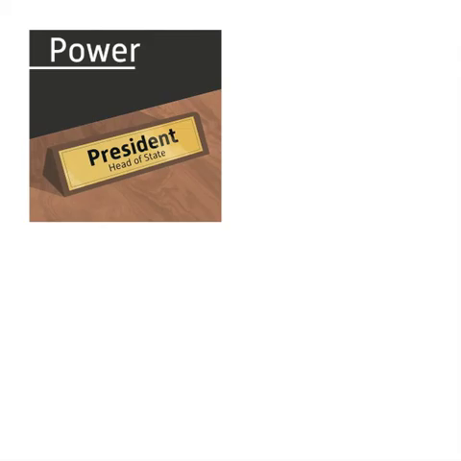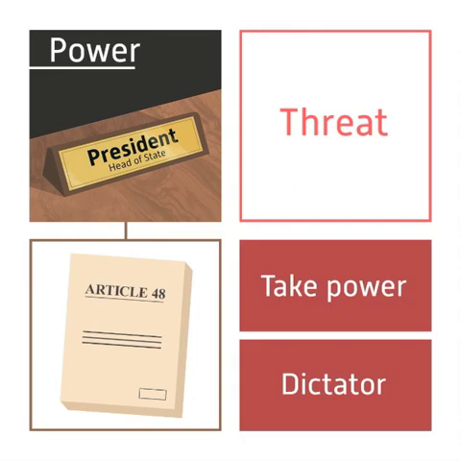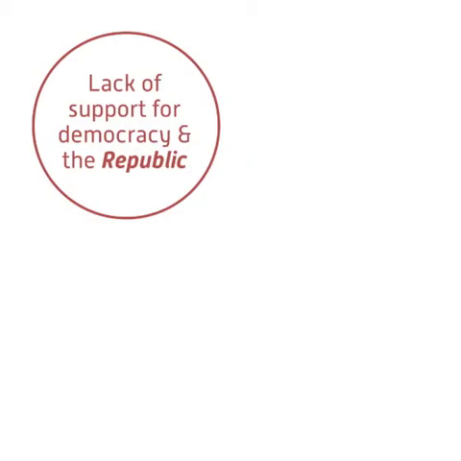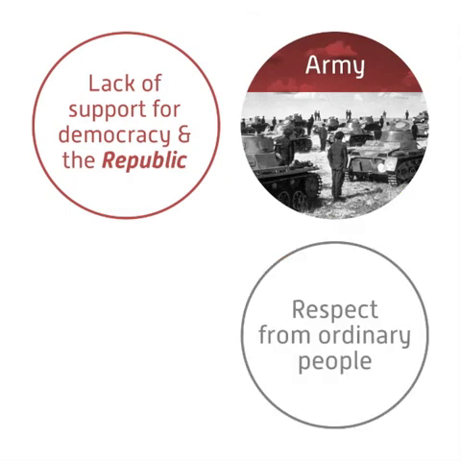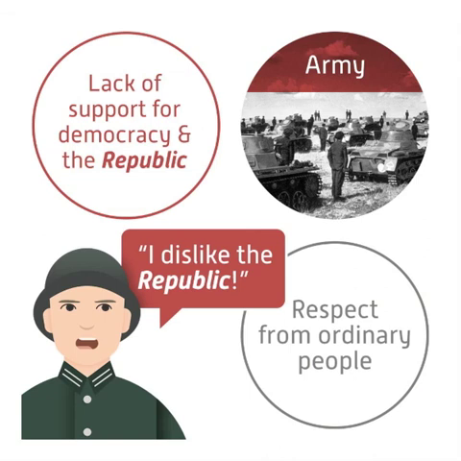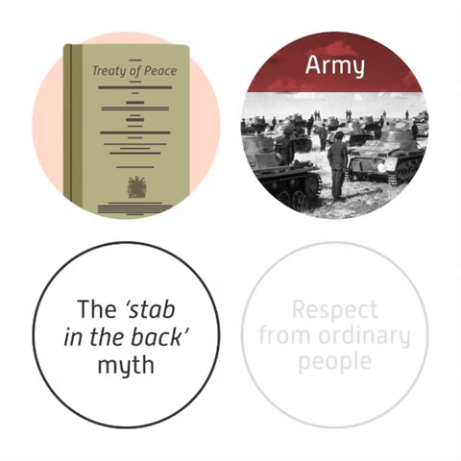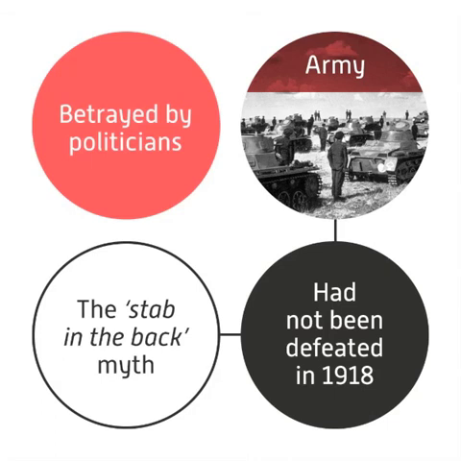The power held by the president was also a threat, particularly if he used Article 48. He could, in theory, use this article to take power and become a dictator. In fact, Hitler would later do this. There was also a lack of support for democracy and the republic within Germany. The army was a major threat, as they had a lot of respect from ordinary people and they openly disliked the republic. This was worsened by the signing of the Treaty of Versailles and the stab-in-the-back myth. This myth suggested that the army had not been defeated in 1918, but were in fact betrayed by politicians.